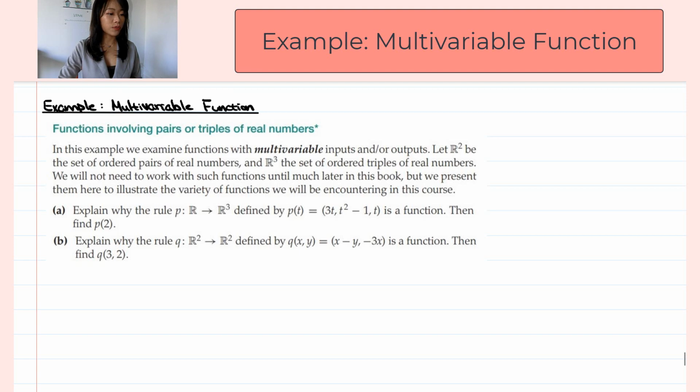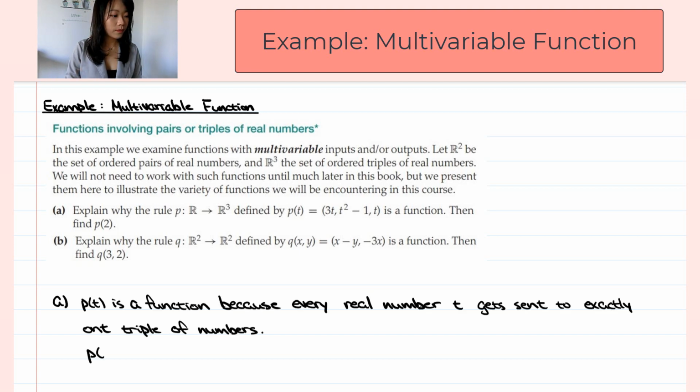Now let's find P of 2. P of 2. So I substitute t, the input, by 2. Then the triple of numbers I'll get would be 3 times 2. So that's the first coordinate of this triple of numbers. And the second component would be 2 squared minus 1. And the third component is t. So the triple of numbers of this output is 6, 3, and 2.